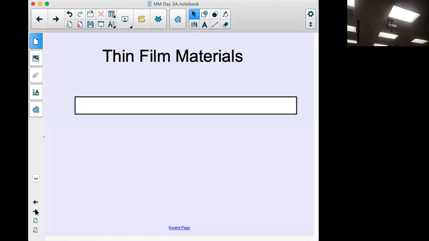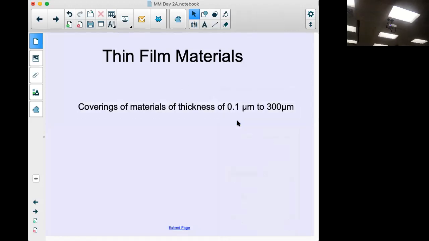All right. So the second material we're looking at is called thin film material. Thin film materials are defined as coverings of material with thicknesses between 0.1 and 300 micrometers. That little funny looking u thing is micro. Means 10 to the 6th. 0.1, 10 to the 6th, or 300 times the 6th. It's actually 10 to the minus 6. Right? A million. Oh, a million. Okay?